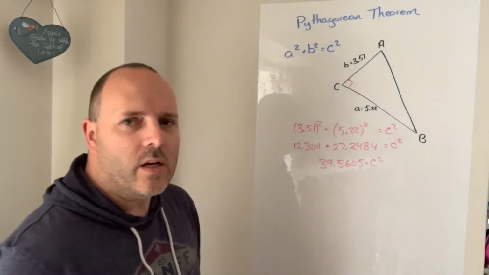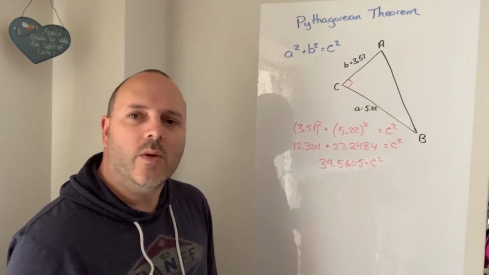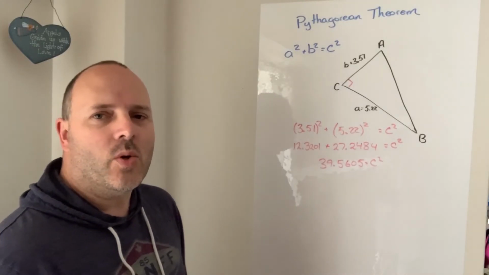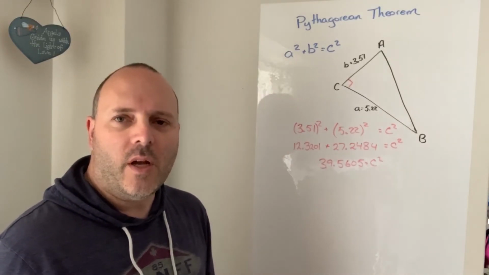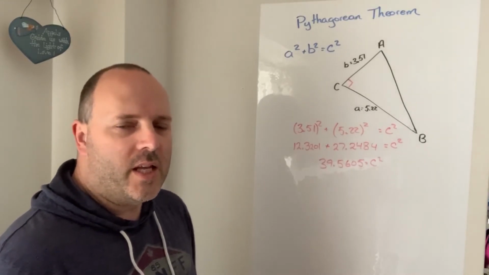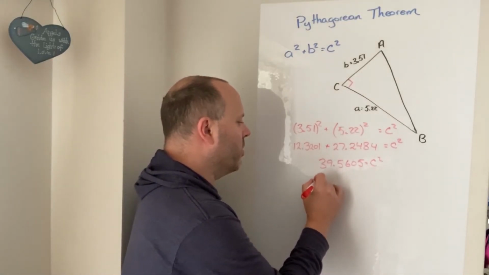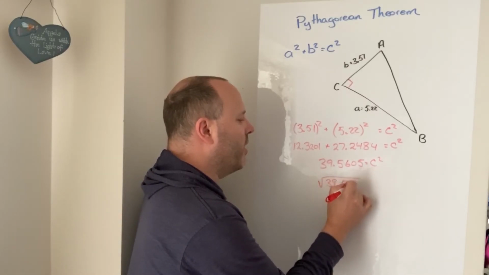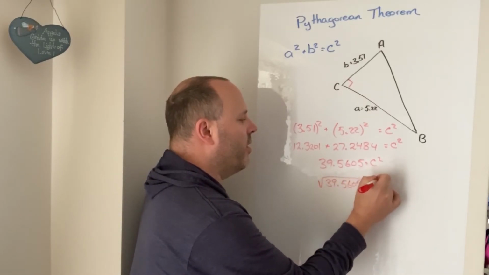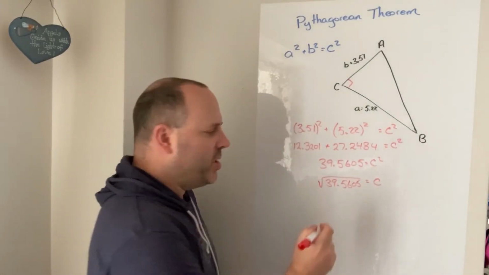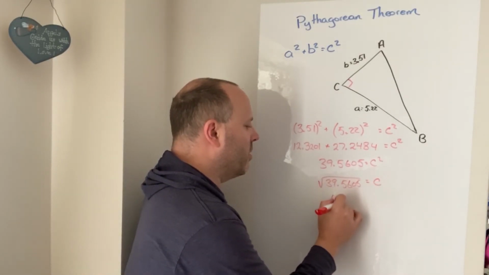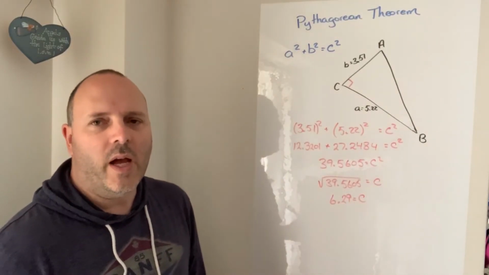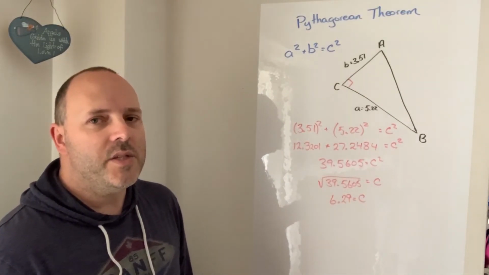That's c squared. Okay, I'm not usually interested in what's the value of c squared. I need to know what is c. So remember, the opposite operation of squaring c is taking the square root. Take the square root of 39.5605. That will be c. So c is 6.29.